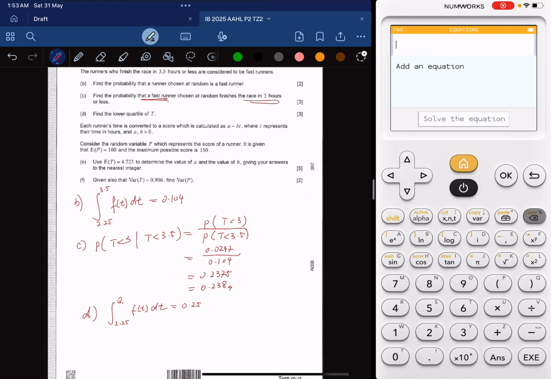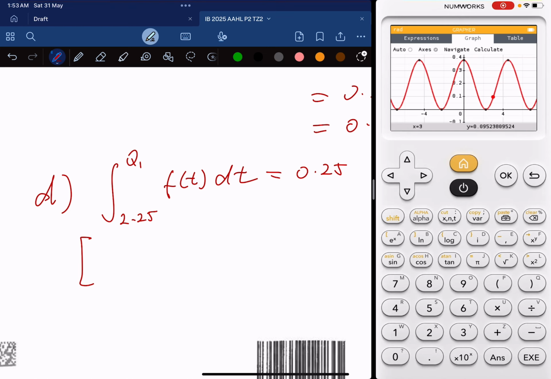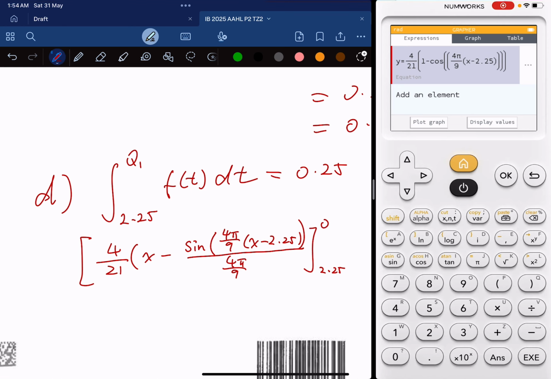So let's try. Okay, because my calc cannot integrate it for some reason, let's say if this happened in your exam, I'll just integrate this myself. So I'll just integrate directly from the question. I'll just copy it in here. So this is the thing that I want to integrate, right? So 4 over 21 still stays, 1 minus cosine. So when integrating 1, it's x. Integrating cosine, it will be sine, but since it's negative sine, of 4 pi over 9 x minus 2.25, and then we're going to divide this by the chain rule of the inside, 4 pi over 9, from 2.25 to Q1.